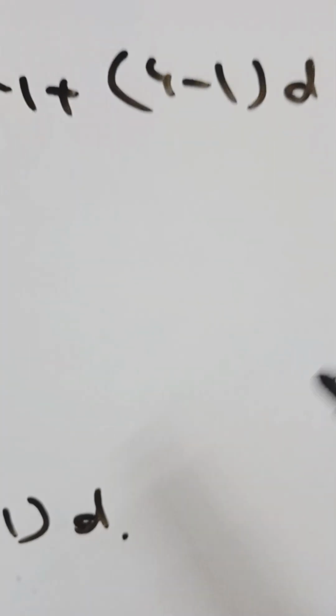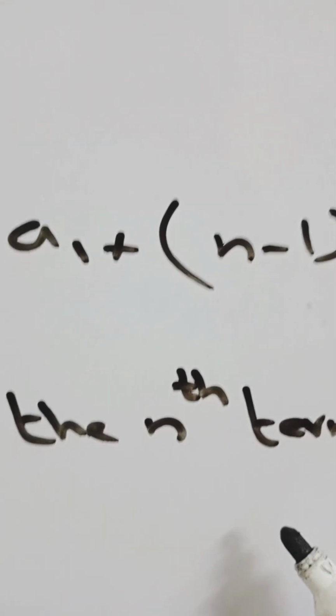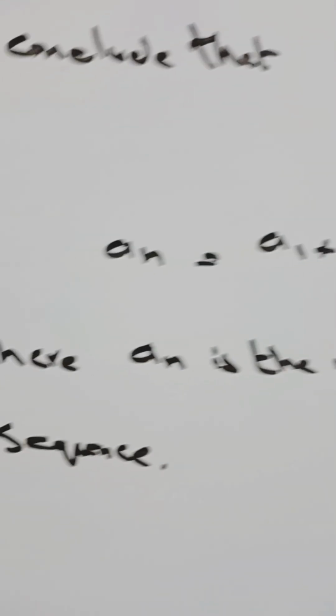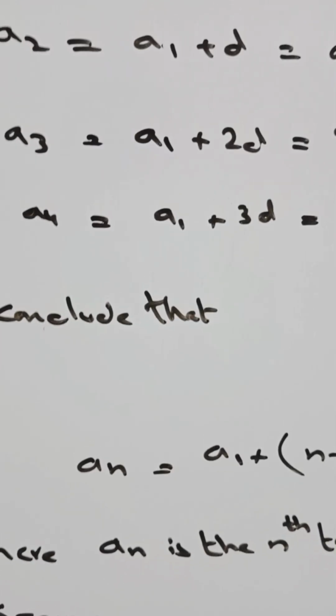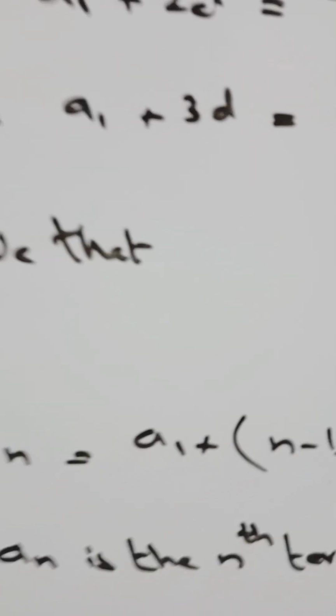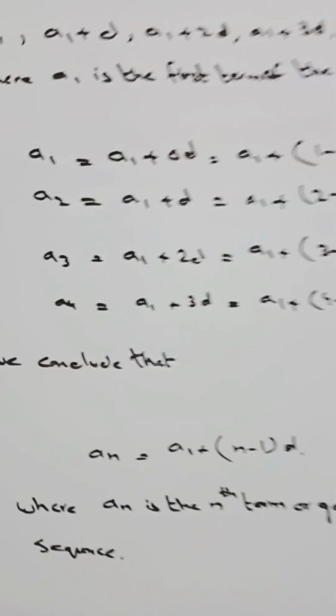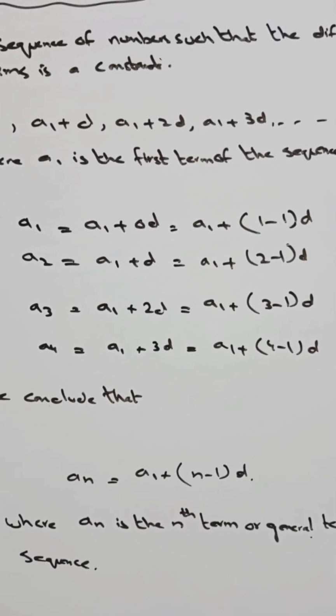We don't know what the end will be. You can say that an is the nth term or general term of the arithmetic sequence. This is how we create the formula of the nth term of an arithmetic sequence: an equals a1 plus n minus 1d. You got it? We will further explain by an example.